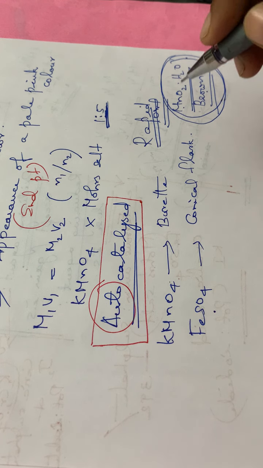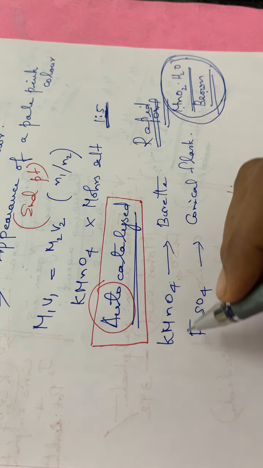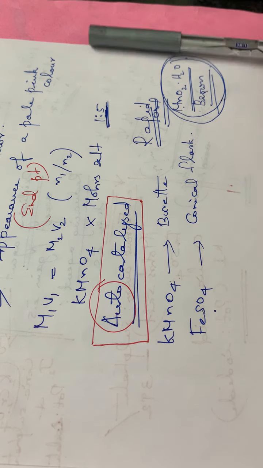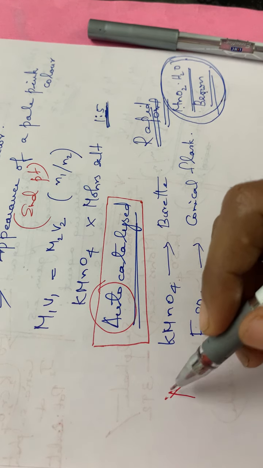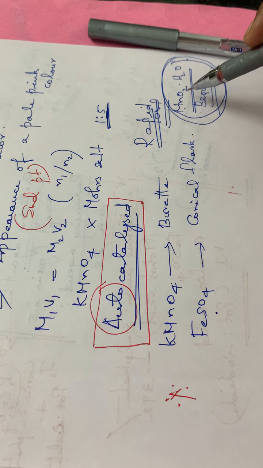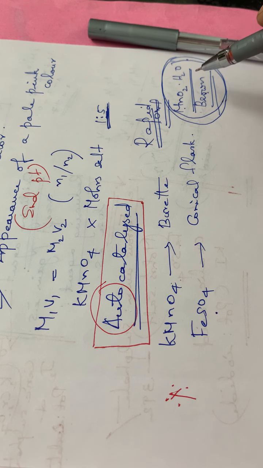So at the start of the reaction, it must be added dropwise only. Otherwise it leads to the formation of manganese dioxide. That is one point to be noted. Rapid addition of KMnO4 causes the formation of MnO2, which leads to error in the titration, so only drop by drop addition is allowed for this reaction.